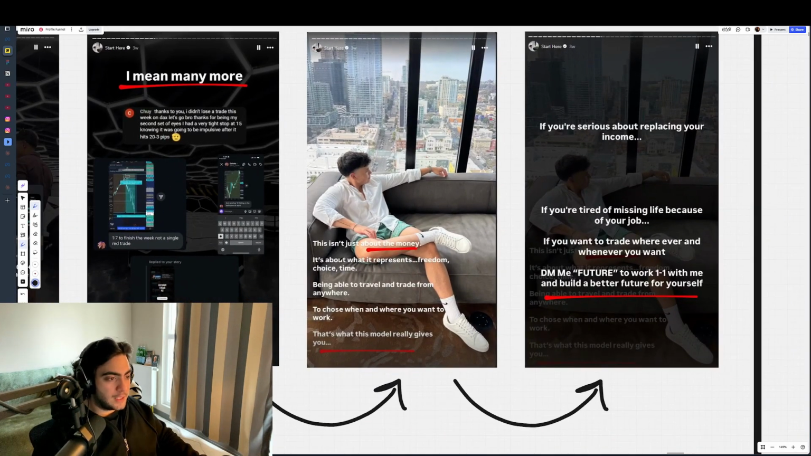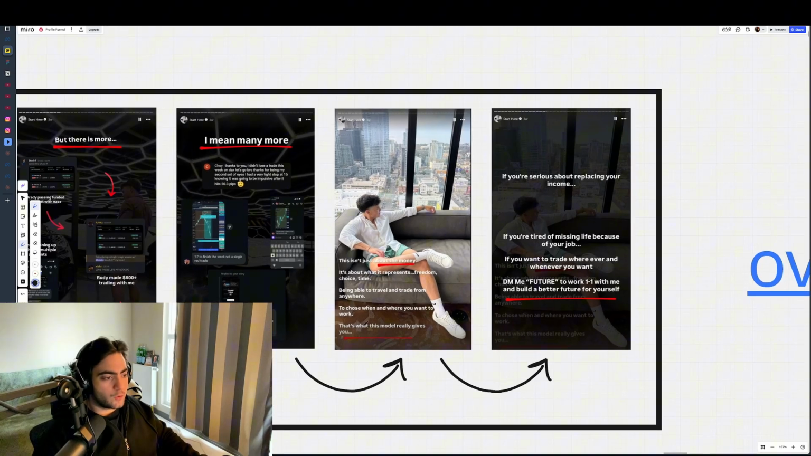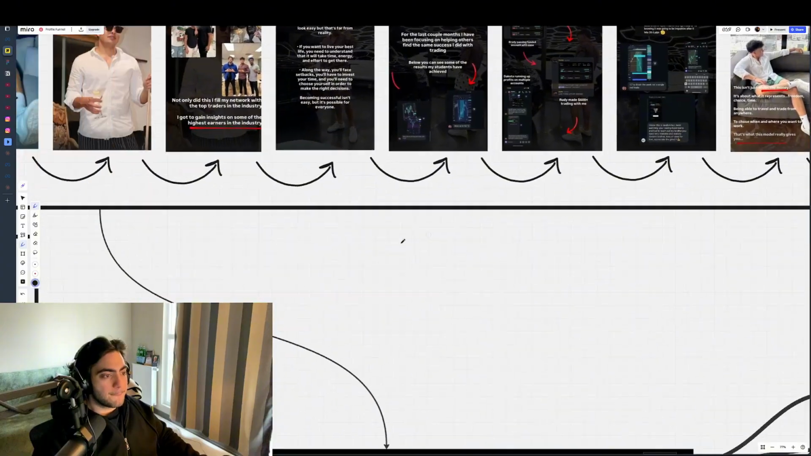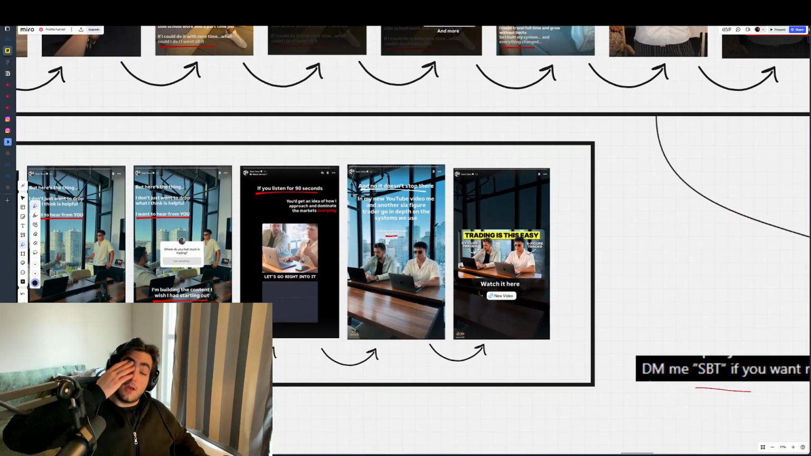This isn't just about the money, it's about what it represents: freedom, choice, and time, being able to travel and trade from anywhere, to choose when or where you want to work. This is what this model really gives you, the MB future. Now, we got a lot of DMs out of this one, but the good thing is that you cannot fail this.